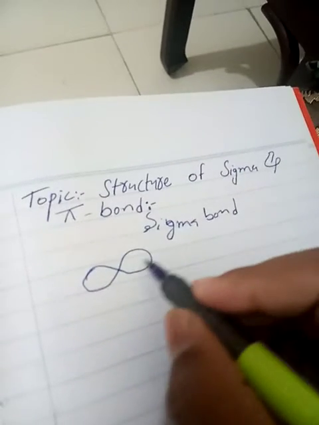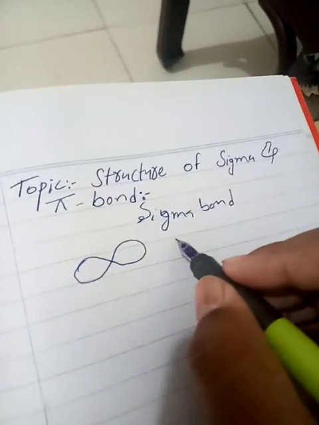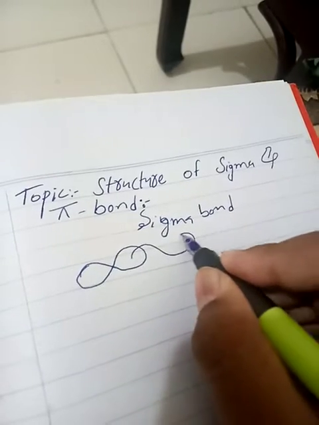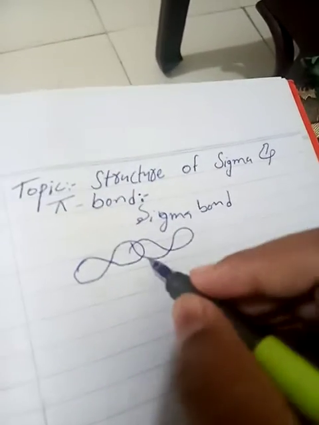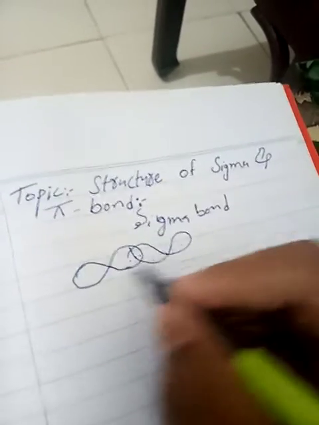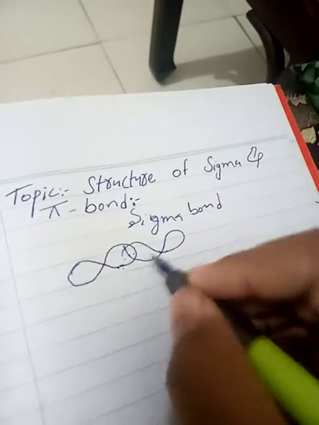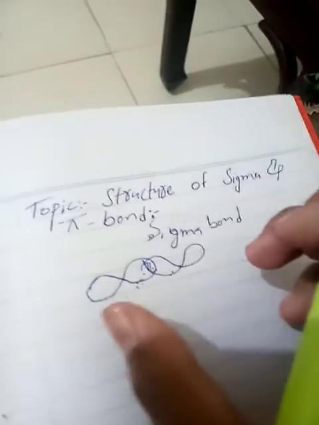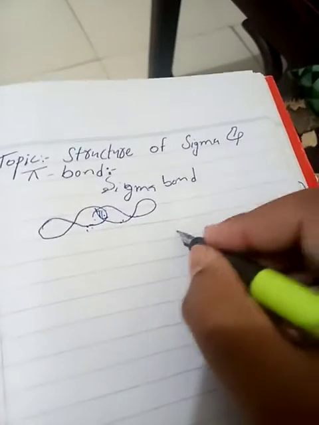Here, for example, is a double dumbbell orbital of any substance. This overlapping along the x-axis is called a sigma bond, because it lies along the x-axis.